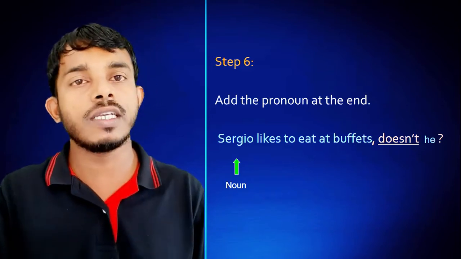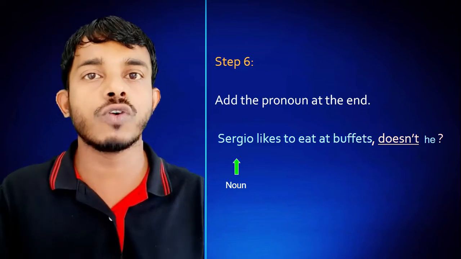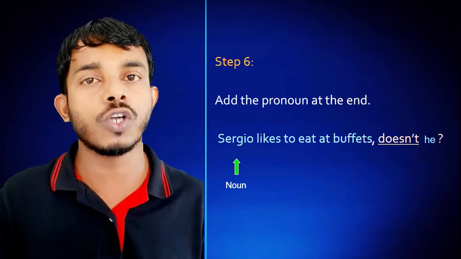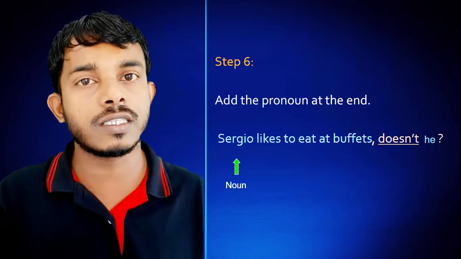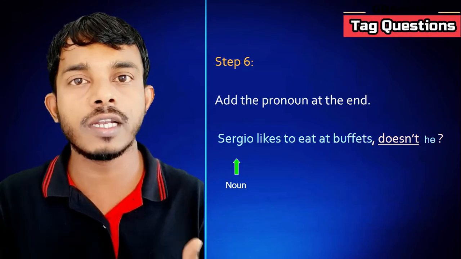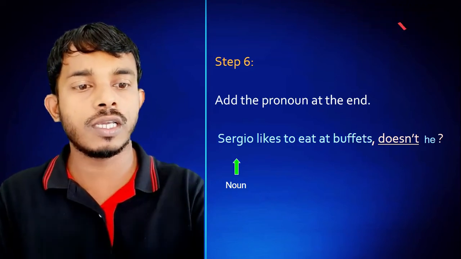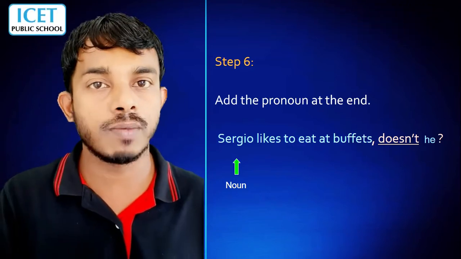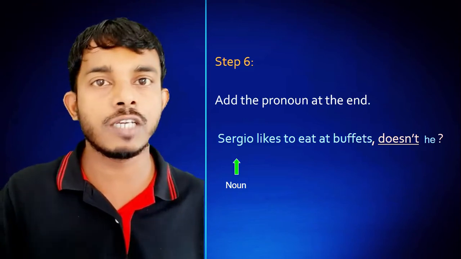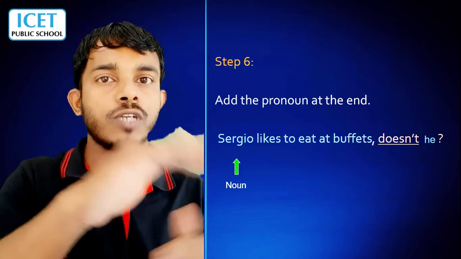Doesn't he? Why did doesn't come? We know that the sentence is an affirmative sentence, so we used doesn't. And why do we use does? Because there is no auxiliary in this sentence. Likes is the main verb. And why do we use does, not did? Because the sentence is in present tense. So in present tense, the auxiliary for the main verb likes is does. We made it negative because the sentence is affirmative, positive, so we made it negative, doesn't.